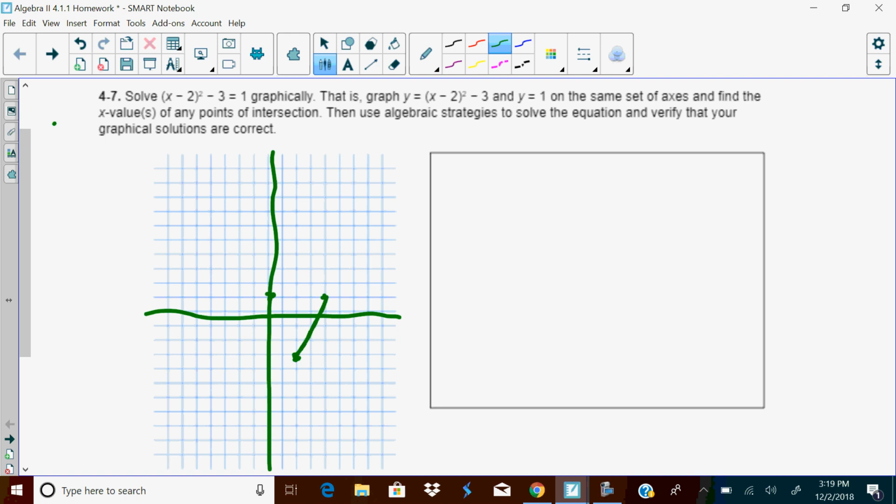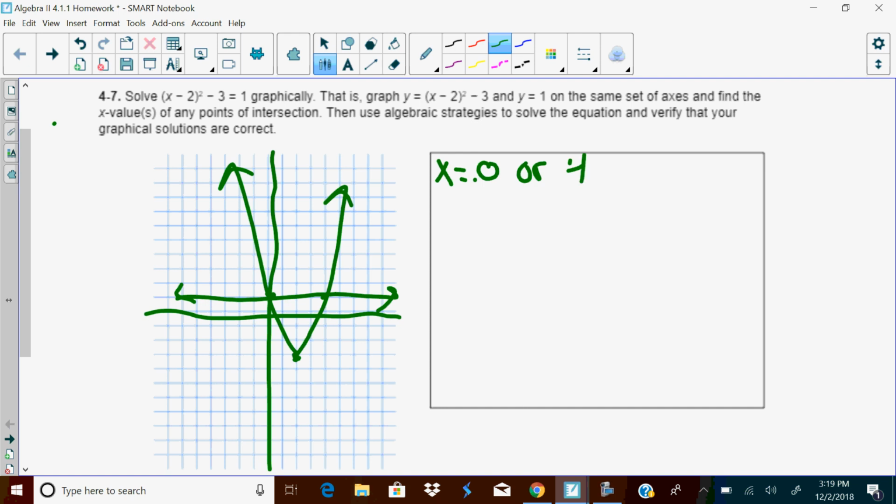So when I graph the parabola, it's going to look like this. And then when I graph y = 1, it's just a straight line. So I know graphically my answers are x = 0 or 4.